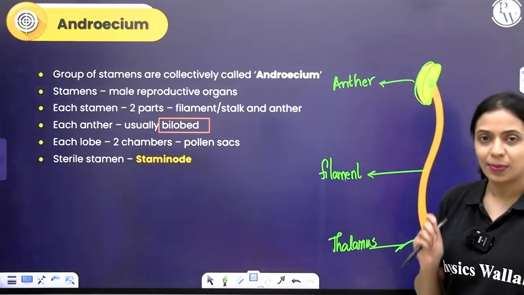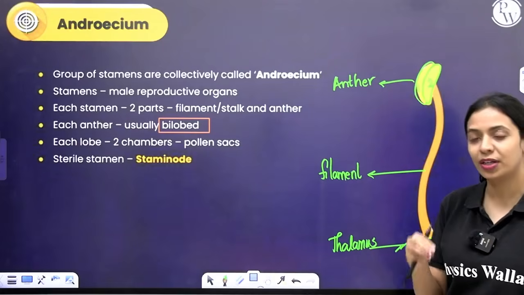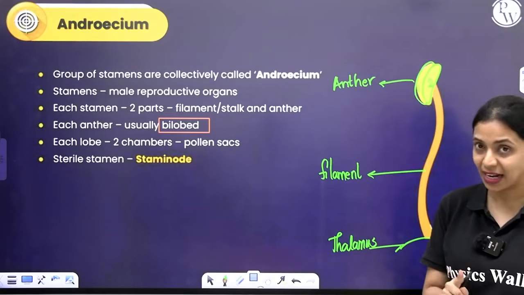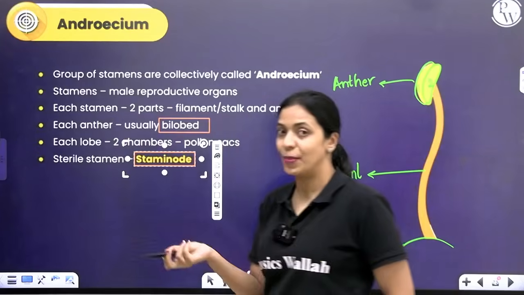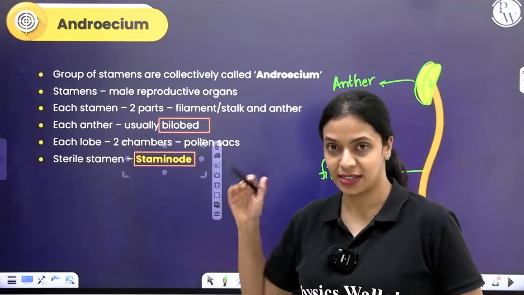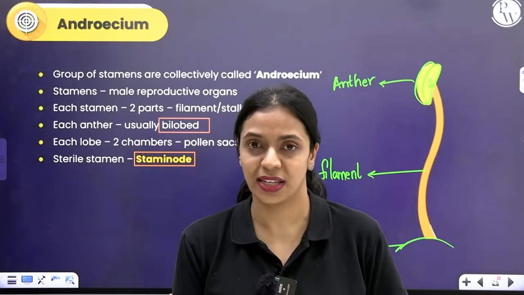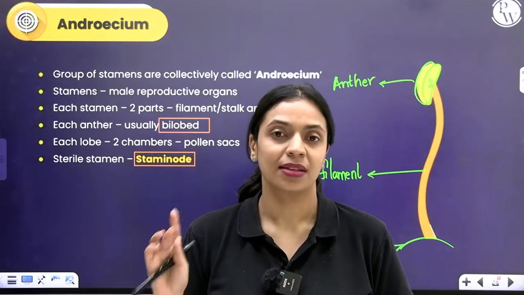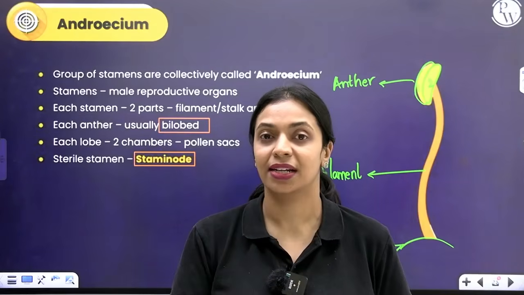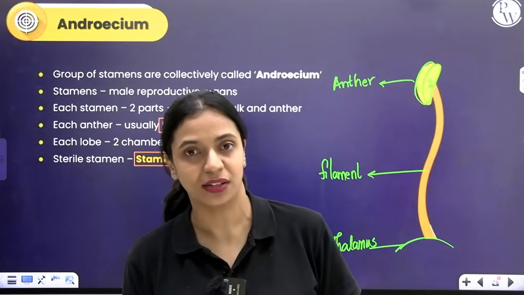And sometimes a stamen will not be fertile. It will not have the ability to produce pollen grains. In that case, we call it the staminode. I mentioned staminate earlier. Now I'm mentioning staminode. Both of them sound very similar, but they are 2 entirely different things. Staminate is when a flower has only stamens. Staminode is a stamen that is sterile, not functional, not capable of producing pollen grains. Okay, so there's a difference.